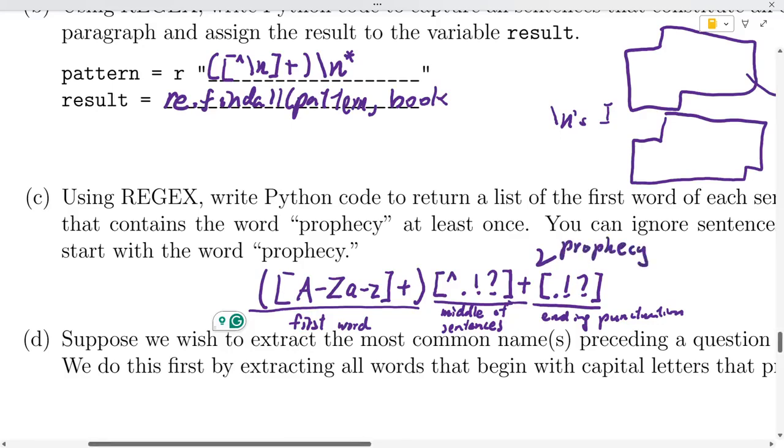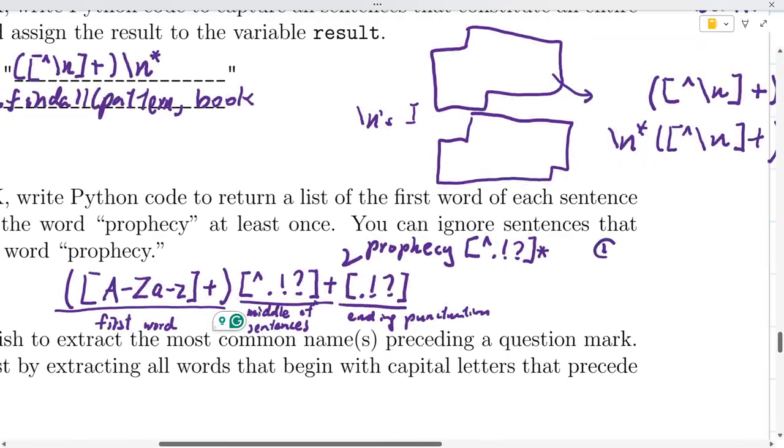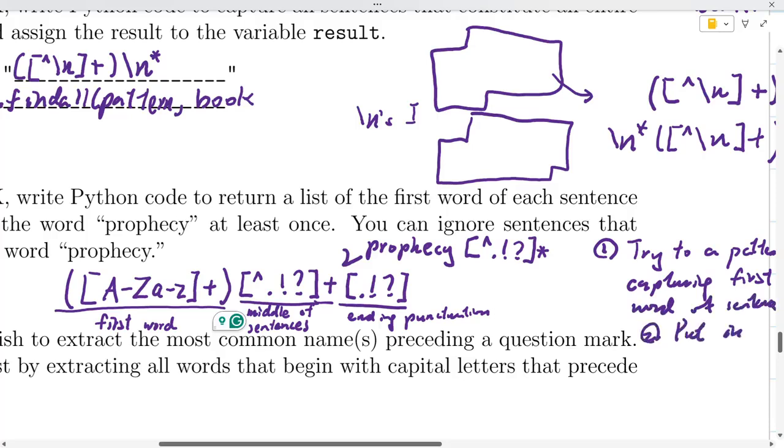Okay, but then doing this, you might have some other non-ending characters that follow it, right? So you can add non-ending characters that follow it. You may or may not have this because prophecy might be the end of the sentence. Okay, so with that logic, we have concretely constructed this pattern. Let's outline the logic here. First, try to find a pattern capturing the first word of a sentence. And secondly, put in the prophecy constraint.